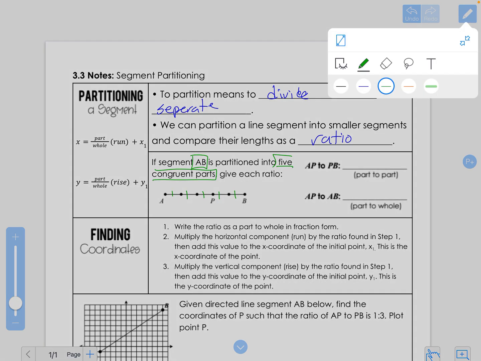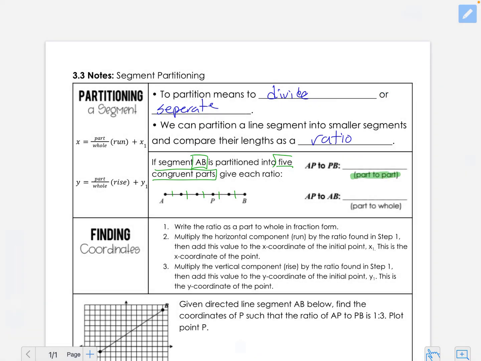One way that we talk about it is part to part. If we're looking at line AB, we're talking about part AP compared to part PB. In that case, AP compared to PB would be 3 to 2. So AP is 3 segments or 3 partitions, whereas PB is only 2.